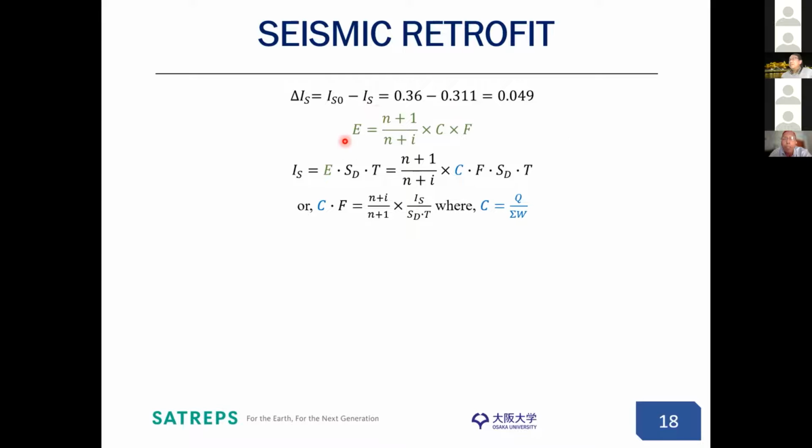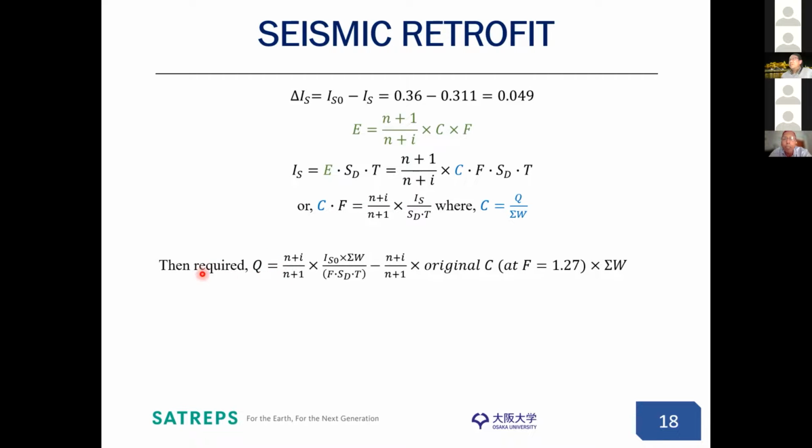So E can be found by this equation, and IS is found by this equation, as I just explained a little bit earlier. And this is actually explained in the previous manual, the seismic evaluation manual. So I'm just inputting this value here and rearranging some stuff, which gives this equation, C multiplied by F equals to this and this. And then C is found by this equation according to PWD guidelines. So I'm inputting this value in this part and doing some rearranging. So you can get the required Q.